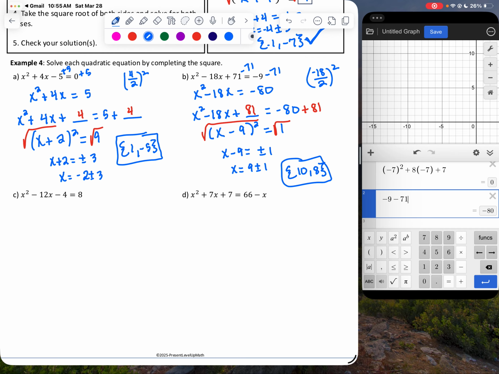All right, problem C. X squared minus 12x minus 4 equals 8. First thing I want to do is add the 4 to both sides to give me x squared minus 12x is equal to 12. Now make some room to create a perfect square trinomial.